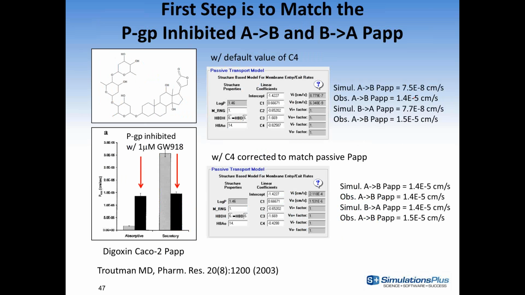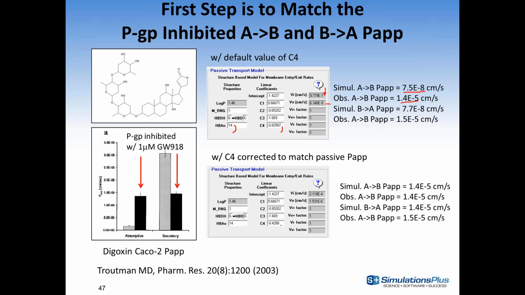Our first step to develop a good value for the intracellular Km of digoxin is to come up with a slight modification of our default structure-based predictions. Earlier in the talk I was touting this structure-based calculation as being a panacea for all molecules, but it definitely is not in the case of digoxin. Here we have 14 hydrogen bond acceptor oxygens, and the value of minus 0.82587, which is the default C4 value, causes the entry into the membrane and exit from the membrane to be too low, resulting in an apparent permeability prediction that's quite a bit lower than the observed.